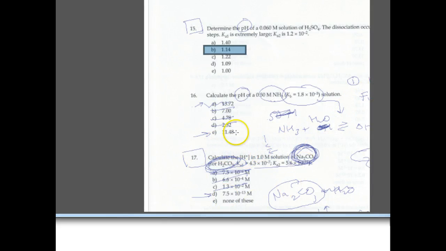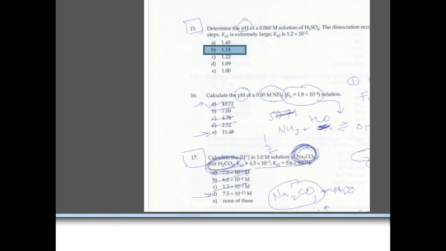Here's number 17, which we didn't have time to do. 1.0 molar sodium carbonate in water, and they give you the Ka's for carbonic acid. It's initially confusing because who cares about carbonic acid? The solution is sodium carbonate.